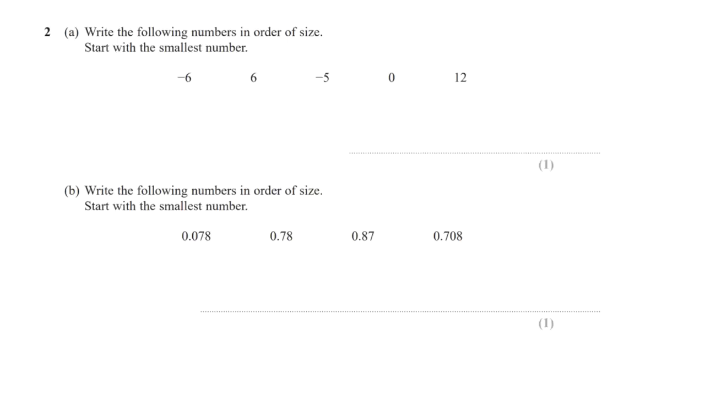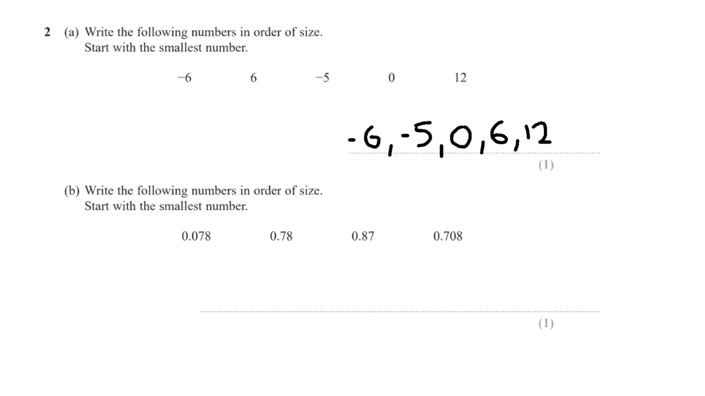Write the following numbers in order of size. Start with the smallest number. Okay, so the smallest number is -6, then -5, then 0, then 6, and then 12.